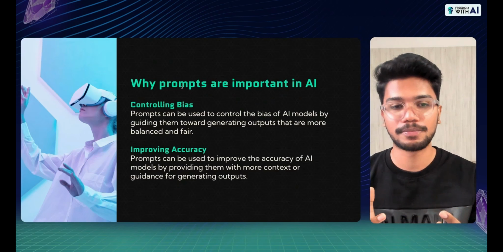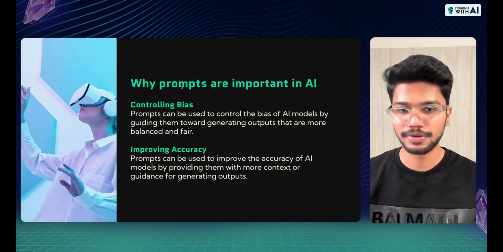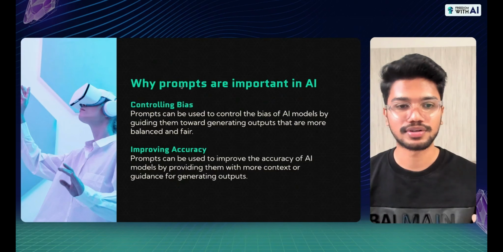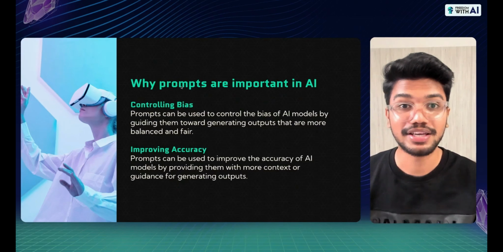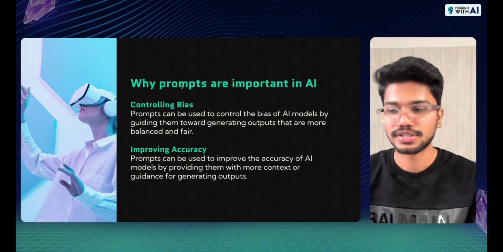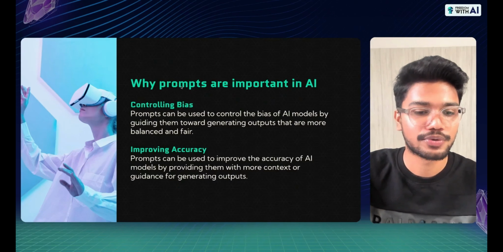And prompts are important to control the bias. Writing a good prompt is important, because if you don't write a prompt, AI sometimes is not that neutral. It sometimes can even be racist. Sometimes it can be anything. So to control that bias, it's how good of a prompt you give.